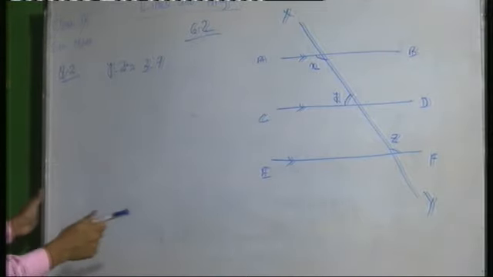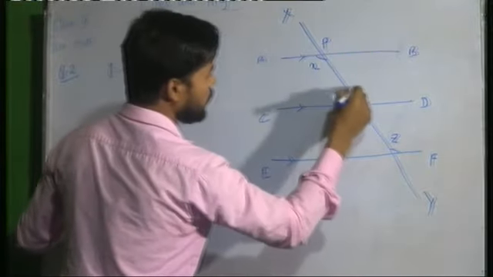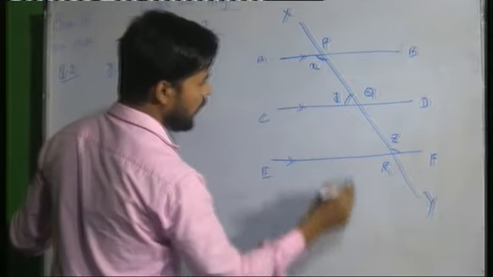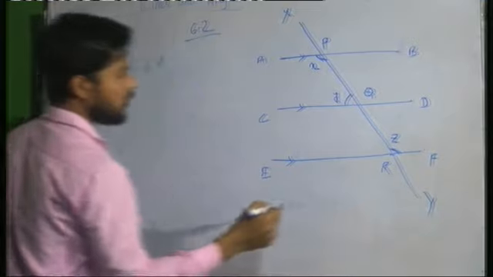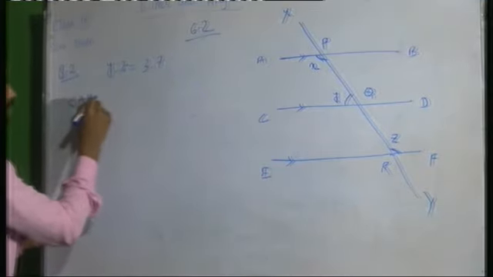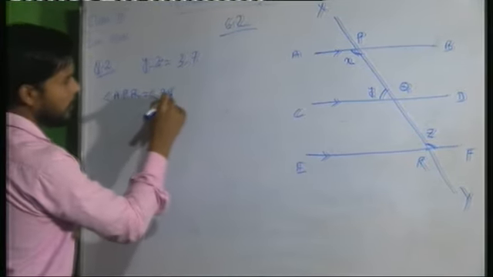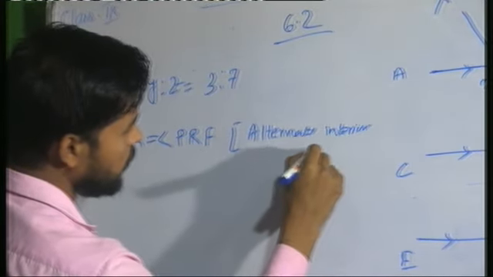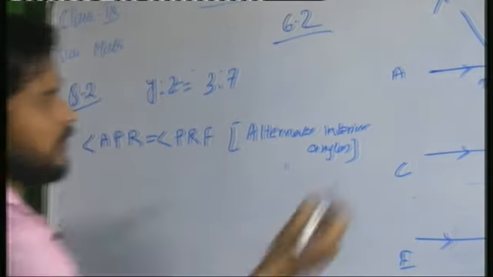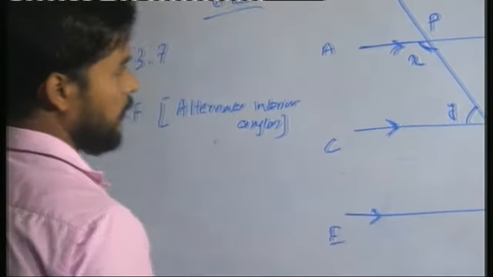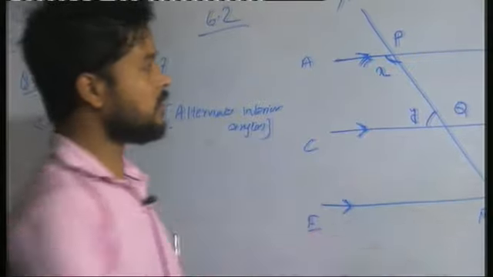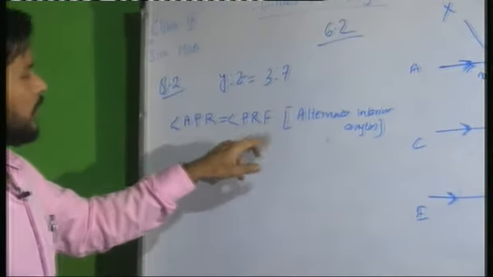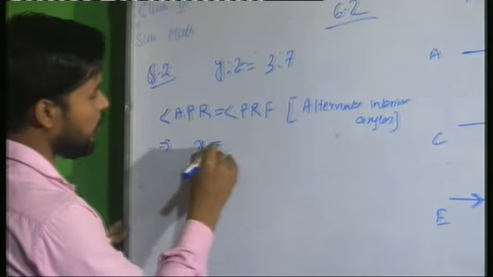Now look, let this be P, this is Q, and this point is R. So look, angle APR and angle PRF are alternate interior angles, means angle APR is equal to angle PRF. Why? Because they are alternate interior angles. It is given that AB is parallel to CD and CD is parallel to EF. That means AB is parallel to EF. So there are two parallel lines and one transversal, so alternate interior angles will be equal. That means angle APR will be equal to angle PRF. That means angle x will be equal to angle z.